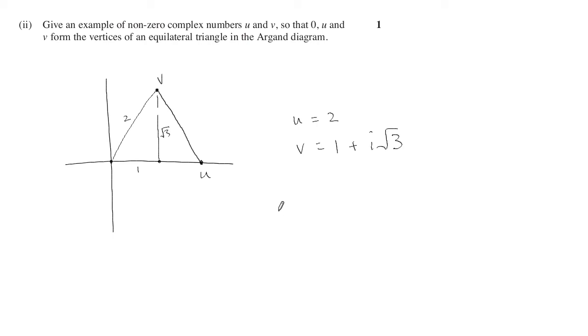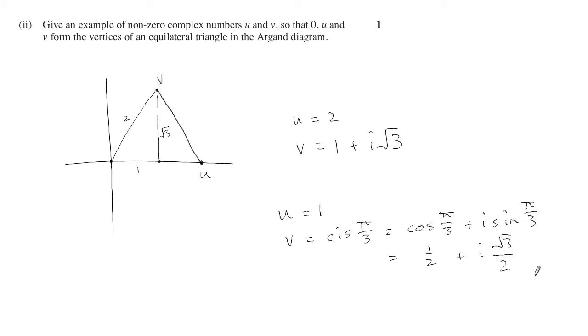You could have also said something like U equals 1, and then V would be cis pi on 3, or that's cos pi on 3, plus i sine pi on 3, which would be 1/2 plus i root 3 on 2. There's actually like infinitely many answers to this question, so there's 2 possible ones.